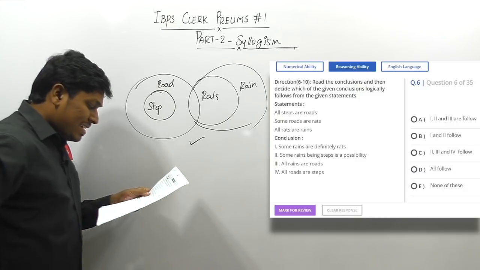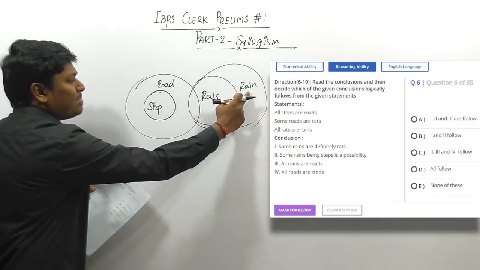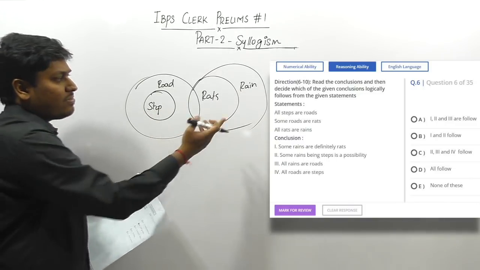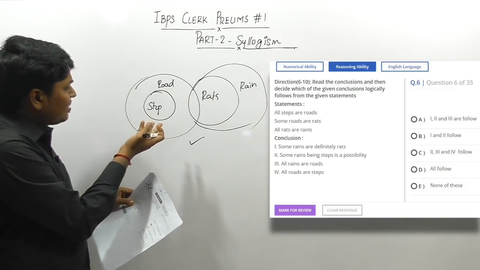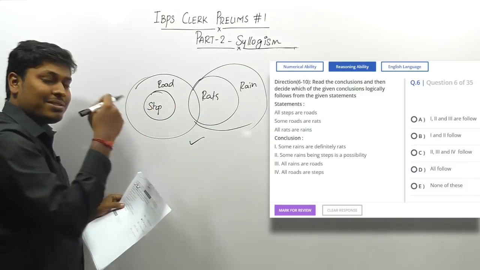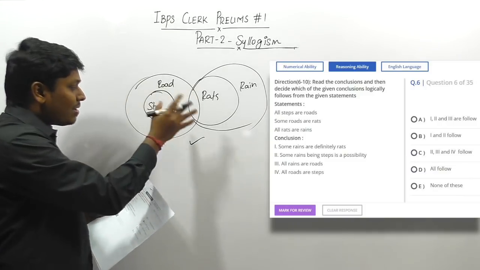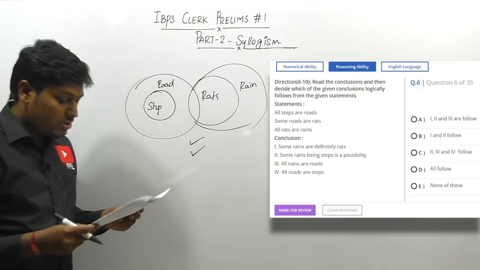Conclusion number 2: some rains being steps is a possibility. Listen carefully. Rain and step both are inside a single Venn diagram, and it is not a definite statement, right? So some rains being step is definitely possible. Why? Because both the rains and step are in a single Venn diagram. So we can say that conclusion number 2 is true.